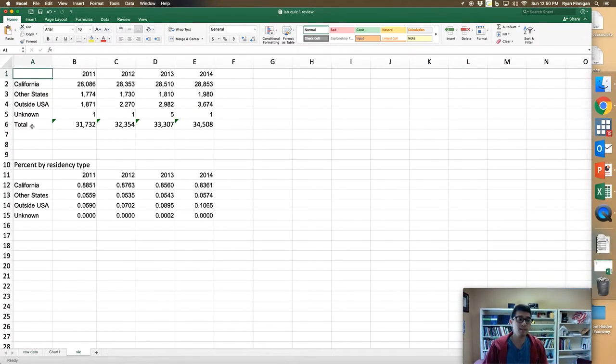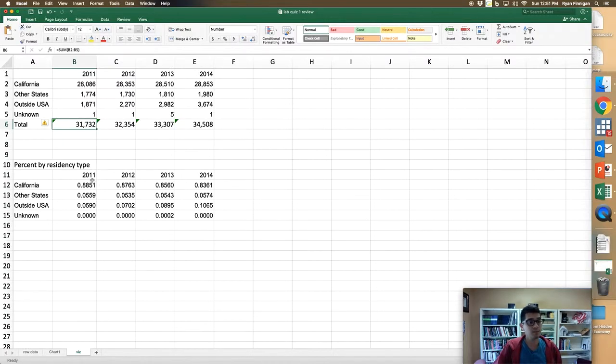So the first thing that I did was create my total row. I added this row total at the bottom, and then I used the sum function to add up all of the students from the different residency types in each year. And so now I've got the total student enrollment at UC Davis by year. Then what I want to do is try to understand what percent of students are in each residency type.